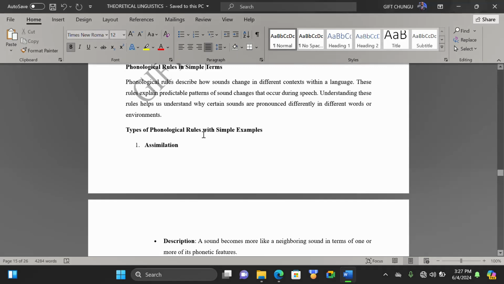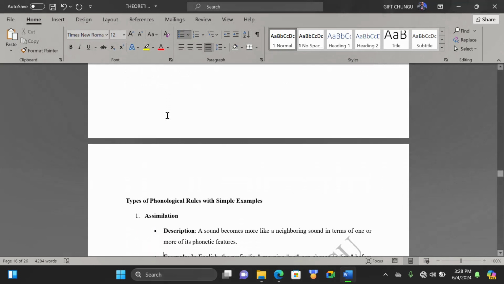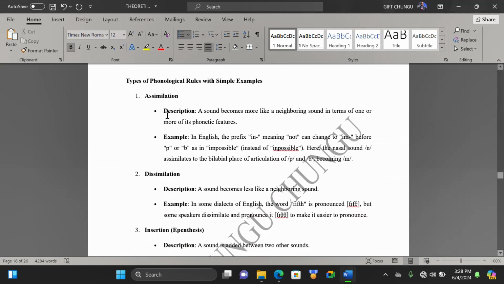Hello everyone. Today I want us to look at a very important topic in phonology that is called phonological rules. When you're looking at phonological rules, we are looking at how sounds change in different contexts within a language. These sounds will sound different, or come out in a different way, because of the environment where we put them. There are certain rules that are applied as to why these sounds change, trying to sound different in certain environments or contexts where we put them, or where we find them.